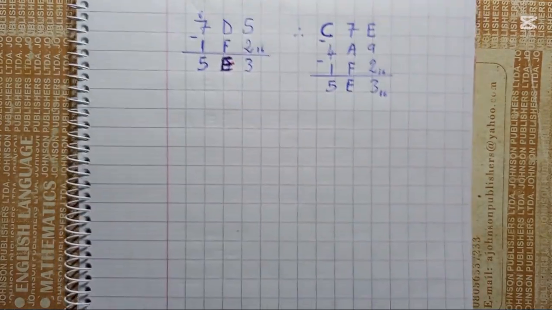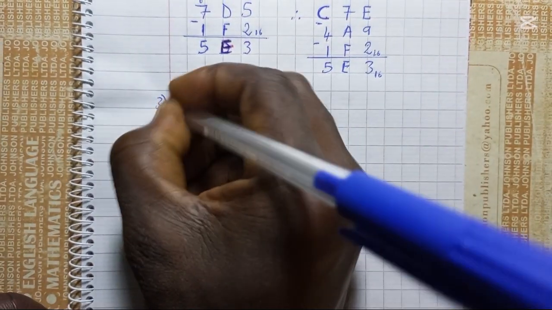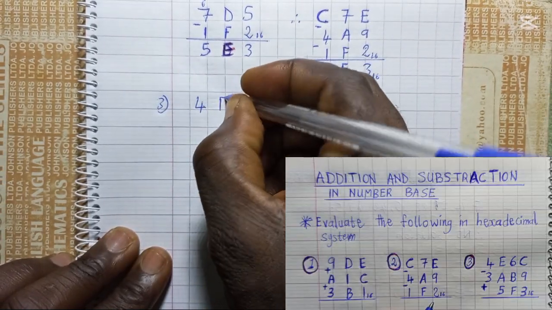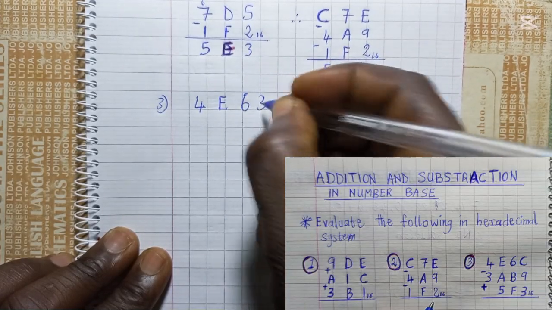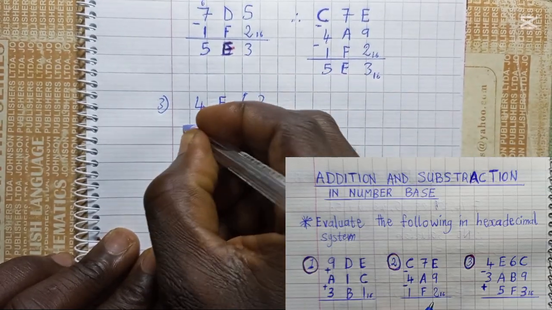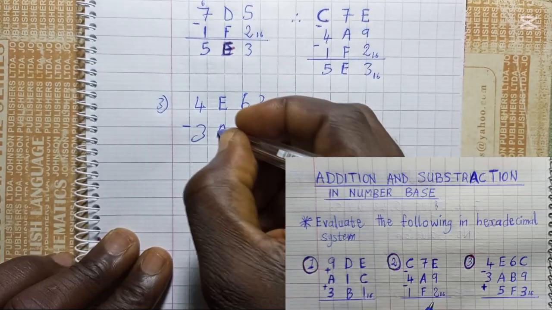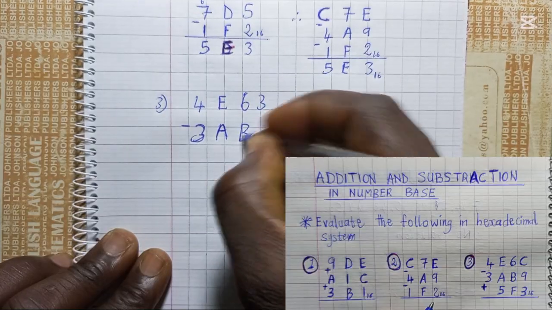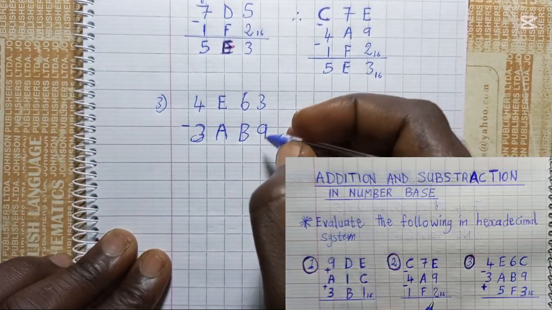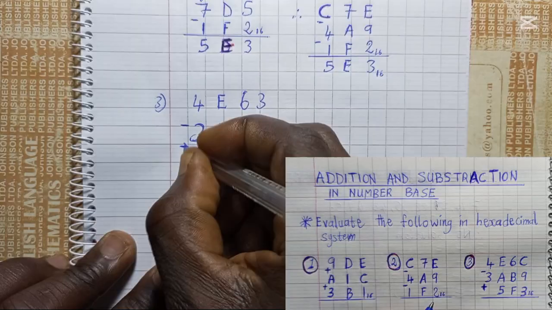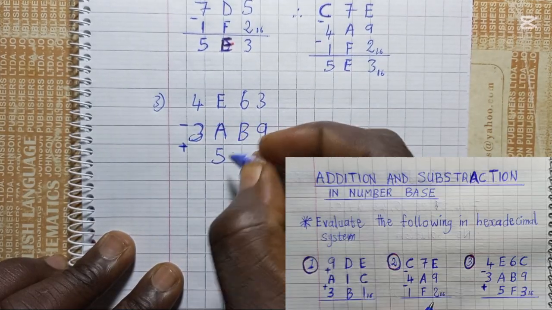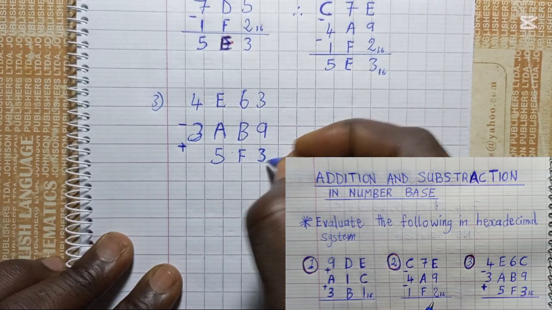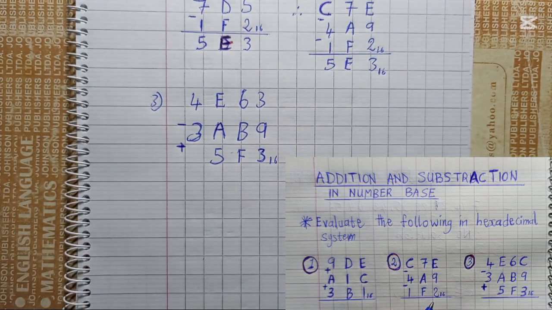Now for number 3, we have 4A63 minus 3AB9 plus 5F3, base 16.